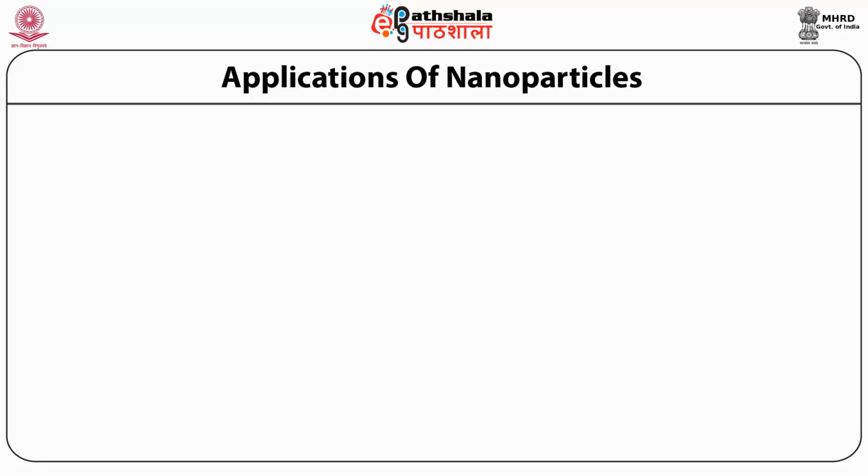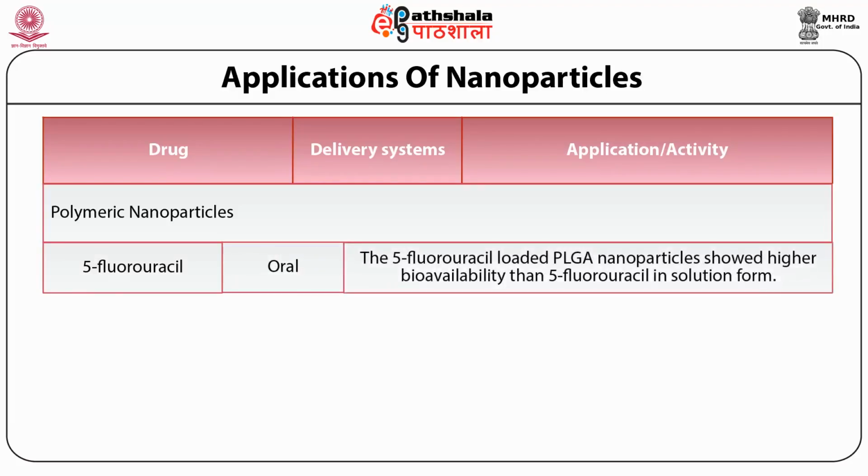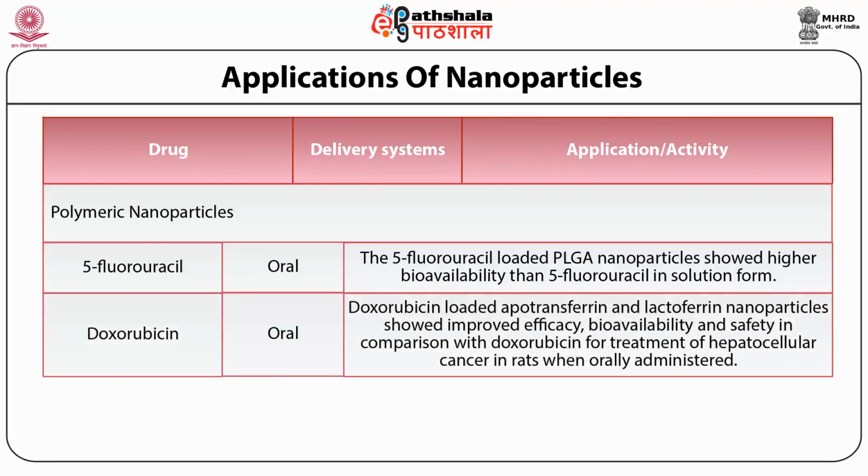Now let's cite some examples of marketed nanoparticle formulations which can show you the application of nanoparticles in the therapeutic field. The first example is 5-fluorouracil, which is given by oral route, and 5-fluorouracil is available in the form of PLG nanoparticles for higher bioavailability than 5-fluorouracil alone. Then doxorubicin is also given by oral route, and doxorubicin loaded apotransferrin and lactoferrin nanoparticles showed improved efficacy, improved bioavailability, and safety in comparison to doxorubicin for the treatment of hepatocellular cancer in rats when given by oral route.